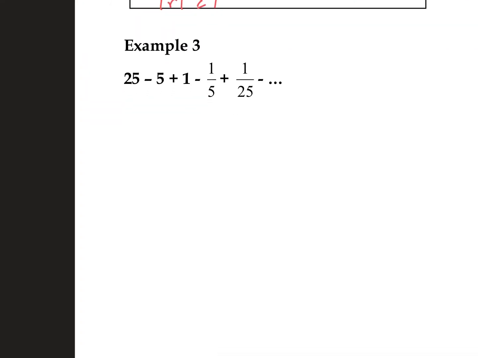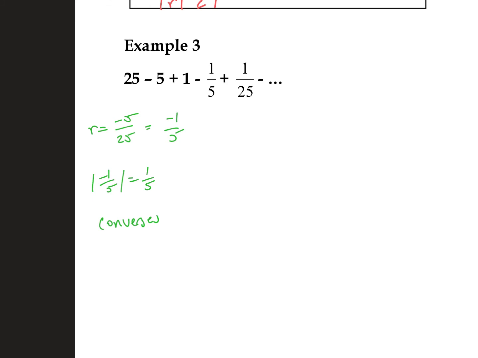So here, I see that there is no stopping spot. I got the ellipses at the end, so it's going to go on forever and ever. So to find my R, it's G2 over G1. So negative 5 over 25. If I reduce this, I get negative 1/5. All right, so the absolute value of negative 1/5 is 1/5. That is less than 1. So since it's less than 1, that tells me it converges.